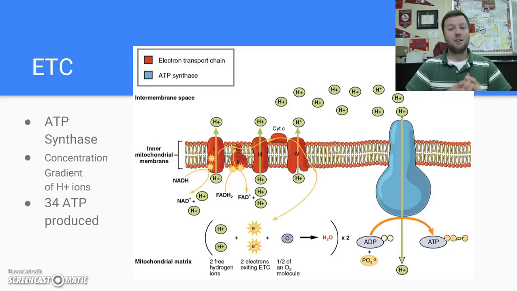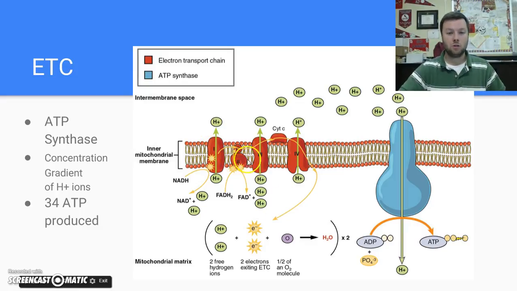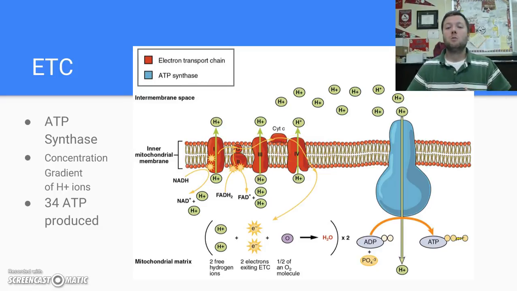So out of the 38 total that we're producing through each cycle of cell respiration, the vast majority, 34 of those 36 to 38, come from the electron transport chain. As this process moves from one complex to the next, you see complex 1, 2, 3, 4. What it's really doing is establishing a concentration gradient. We talked about this in our last unit. We're establishing a concentration gradient of protons. Sometimes it's called the proton gradient.